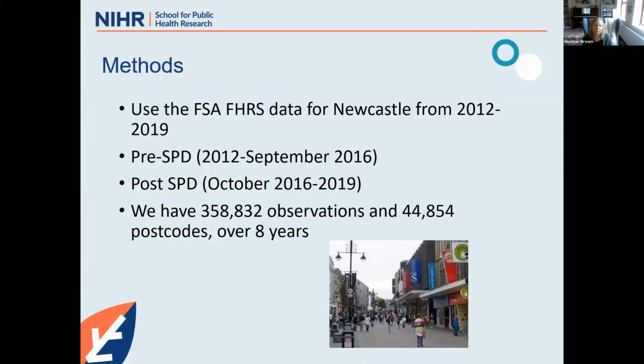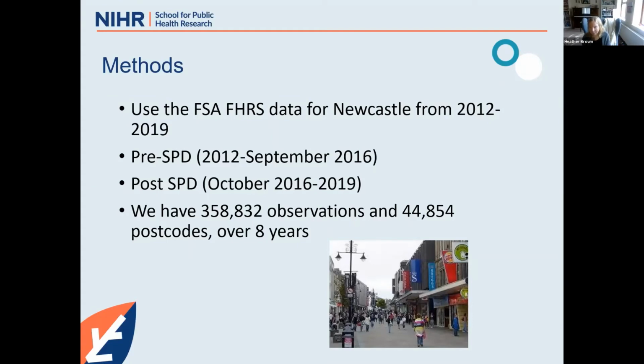So what we do is we use the Food Standards Agency food hygiene rating data for Newcastle. I should also say that Newcastle supplementary planning guidance came into effect in October 2016. So we use data from 2012 to 2019. So we have before the implementation of the supplementary planning guidance, which is 2012, 13, 14, 15, up until October 2016. And then after, which is from November 2016 to 2019.